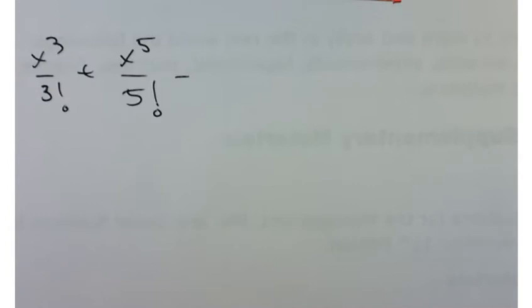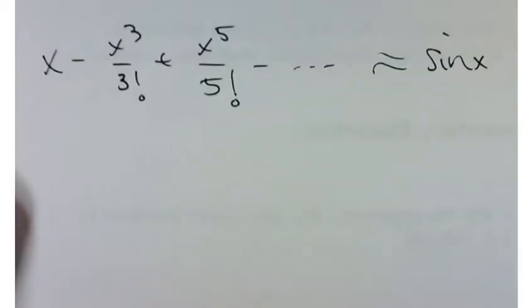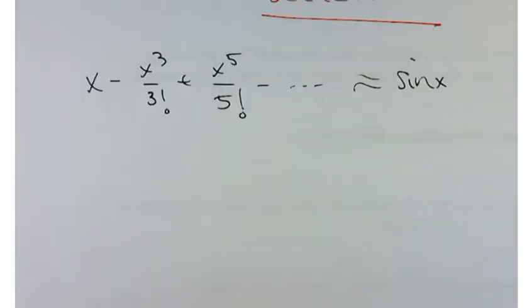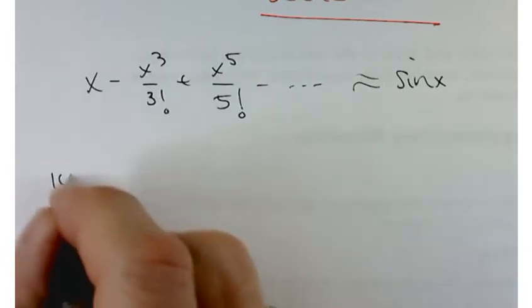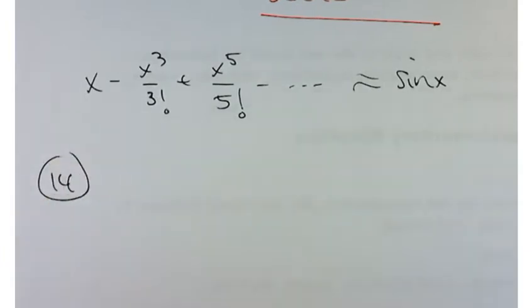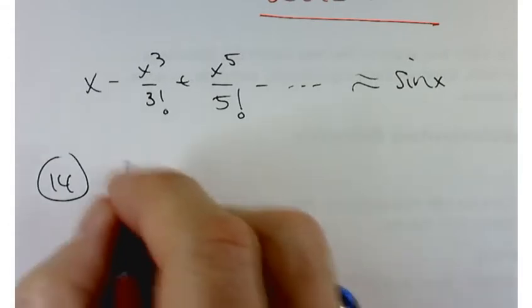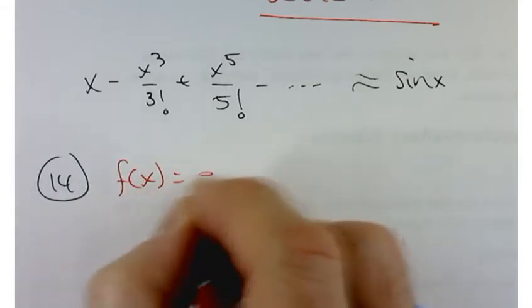And we'll start with the function f of x equals e to the negative x in problem number 14. So that was an approximation to sine of x. We'll work with that again later. Problem number 14. f of x is e to the negative x.